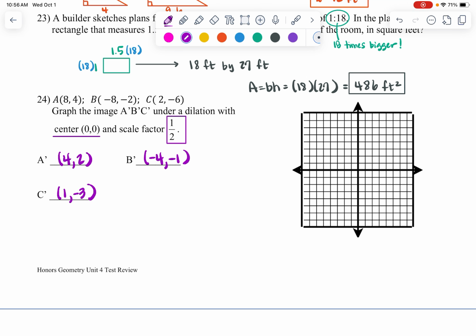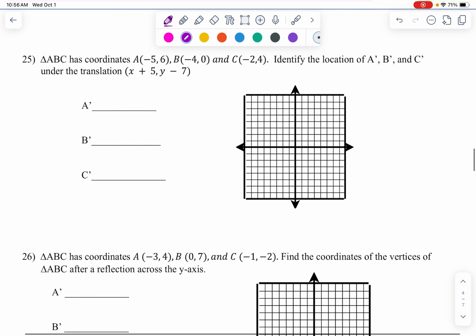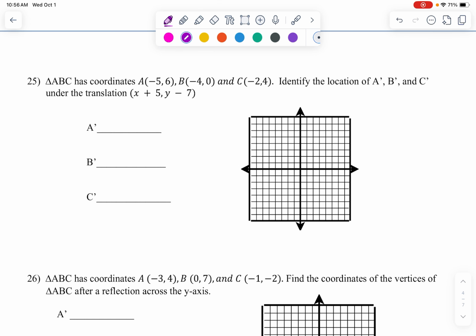If you were centered anywhere else, you would not be able to do it that way. You would have to actually draw it and then analyze your movements and cut your movement from that new center in half.